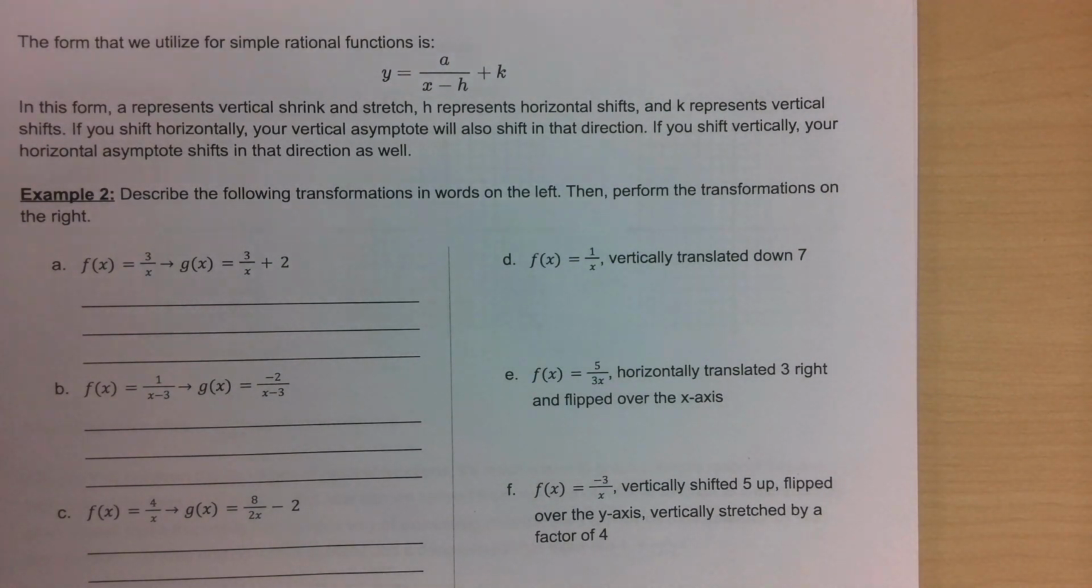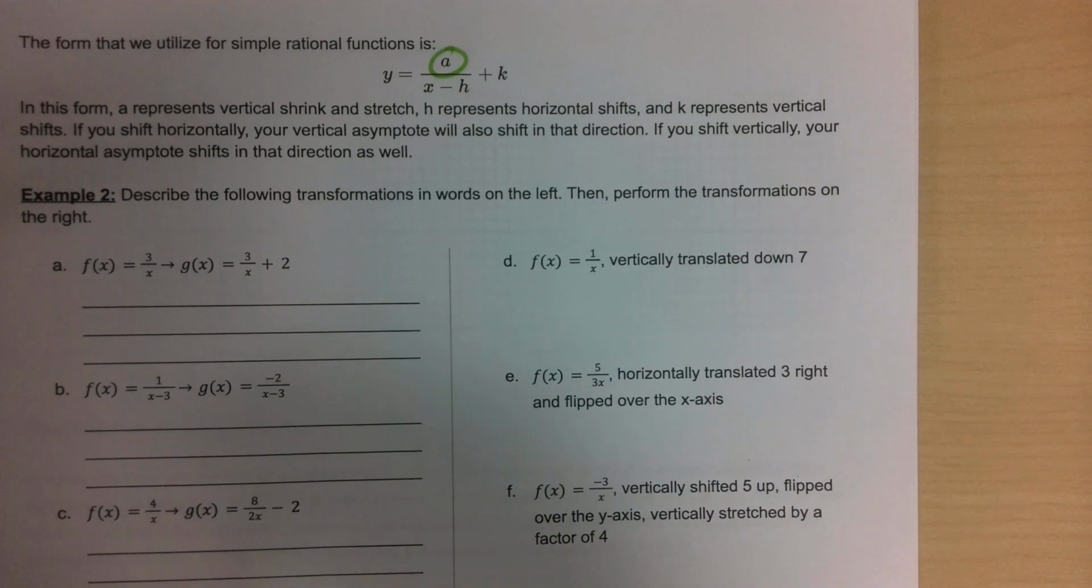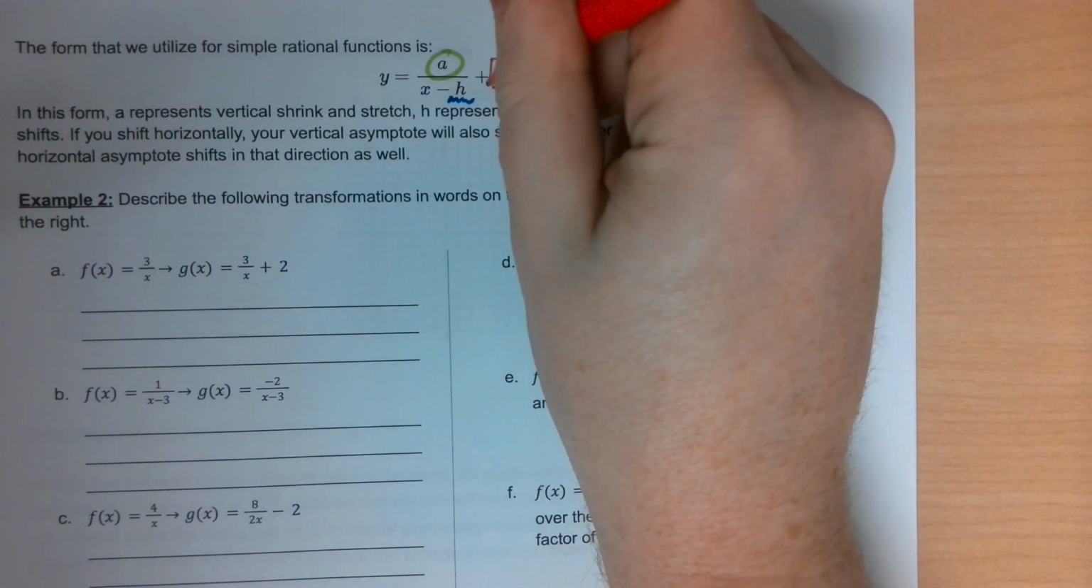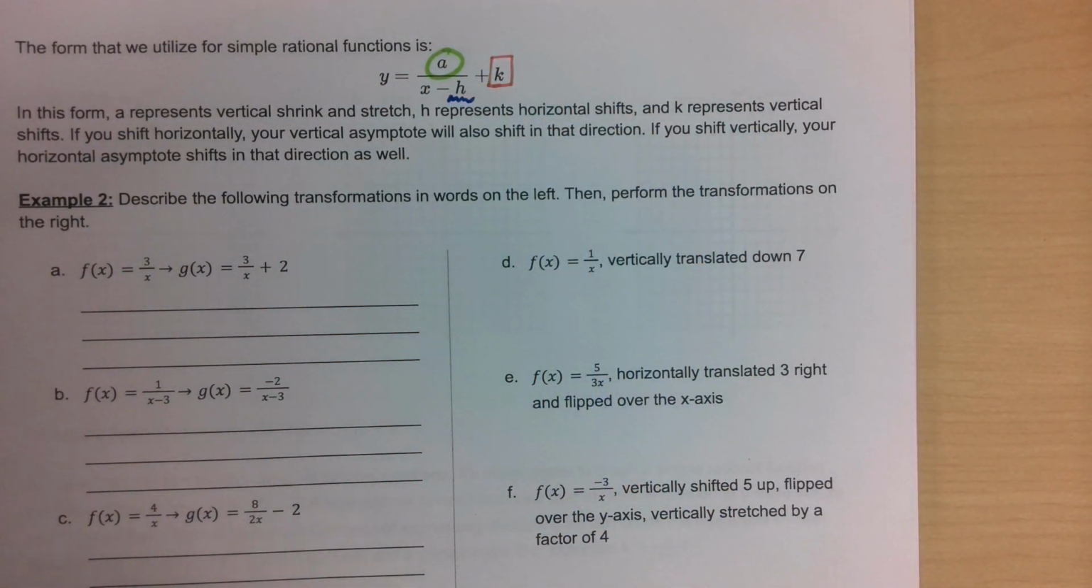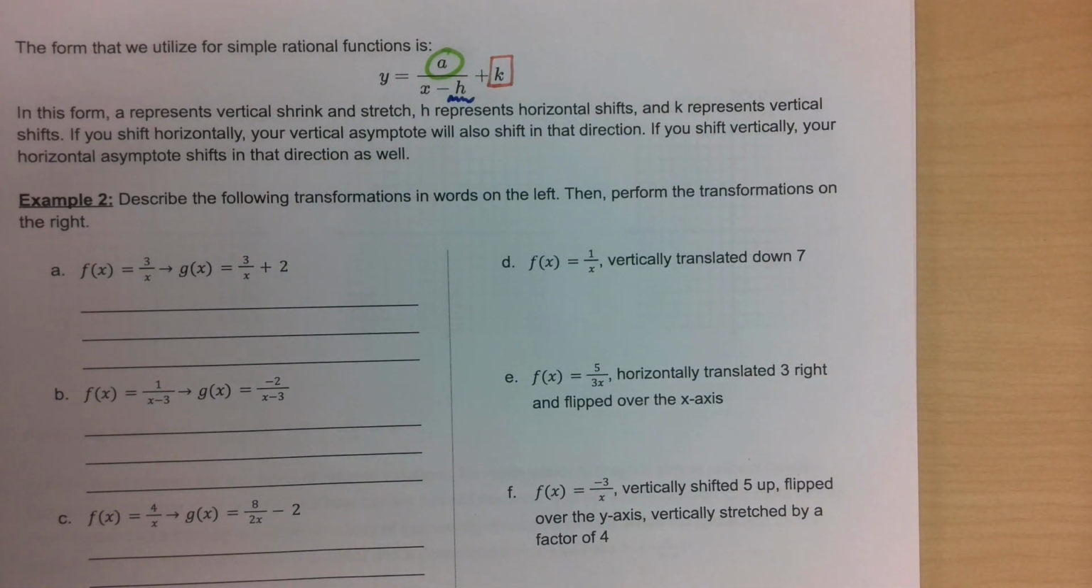As a reminder, a represents your vertical stretch, shrink, and your flip. H represents your horizontal shift. And K represents your vertical shift. Here's a new rule, though. We kind of saw this a little bit on the graph, but I want to show you once again. If you shift horizontally, your vertical asymptote will also shift in that direction. If you shift vertically, your horizontal asymptote shifts in that direction as well.